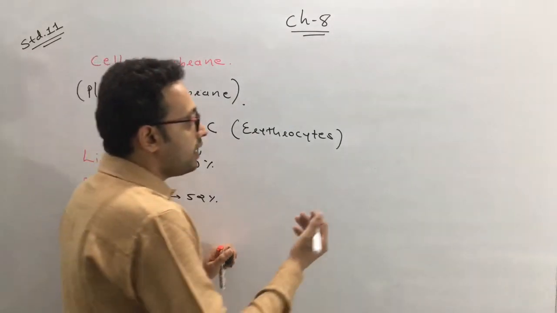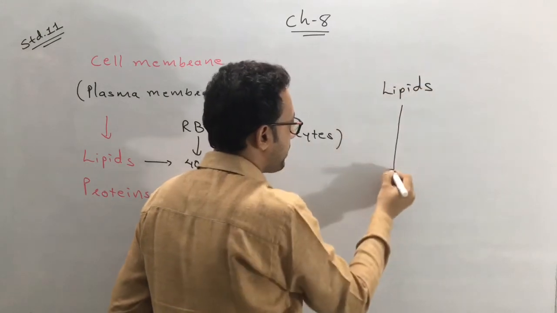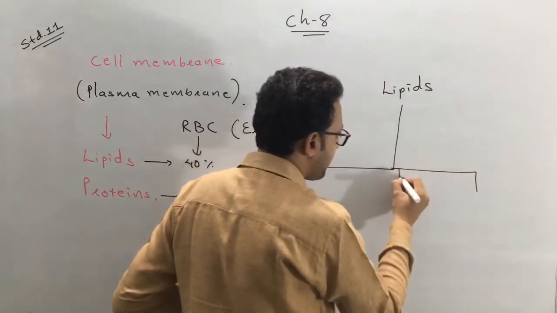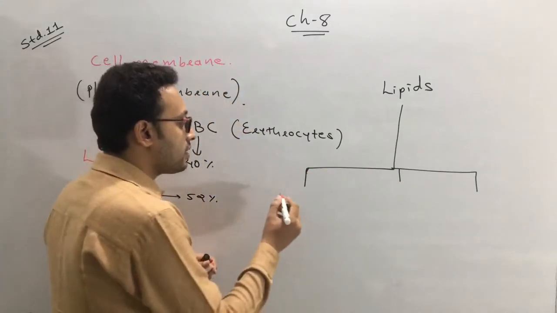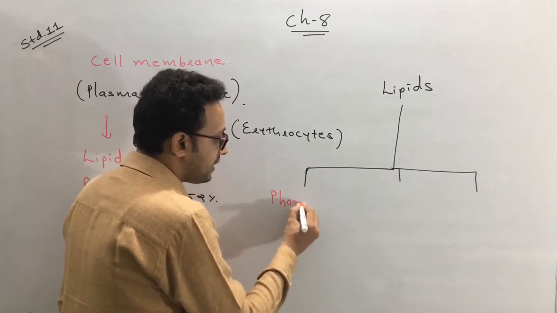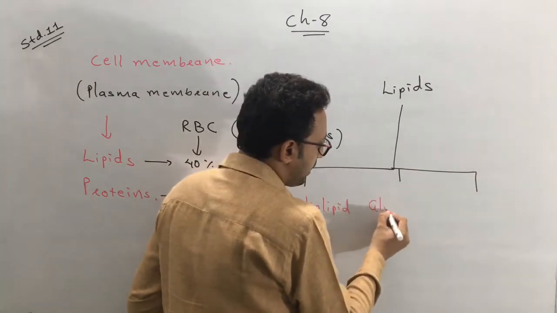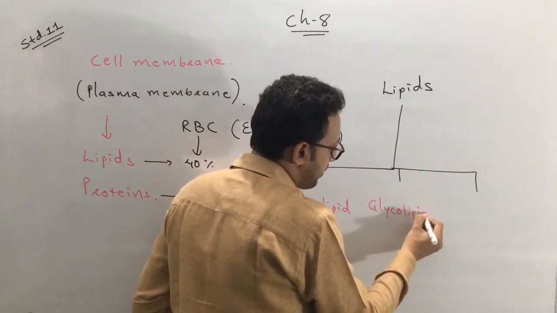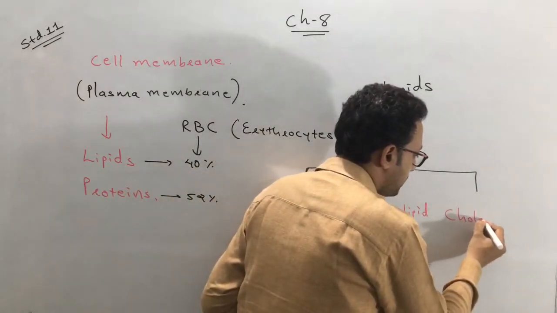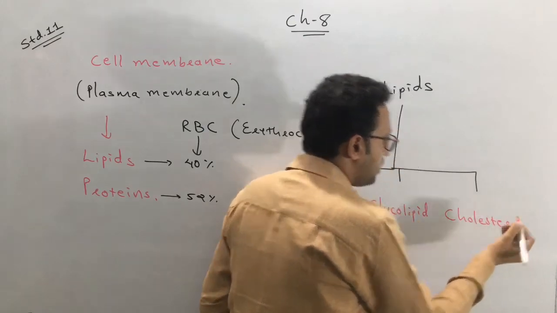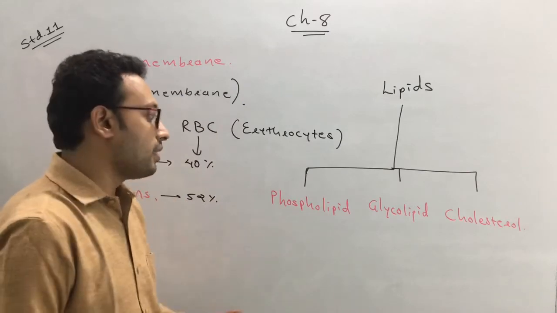Usually there are three types of lipids that can be found in the cell membrane. Which are the three types of lipid you can find in the structure of cell membrane? The first type is phospholipid. The second one is called glycolipid. This is another lipid you can find in the cell membrane. And the third one is cholesterol. These are the three different types of lipids you can find in the structure of cell membrane.